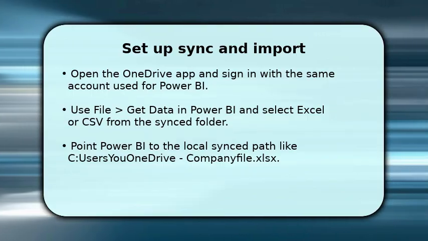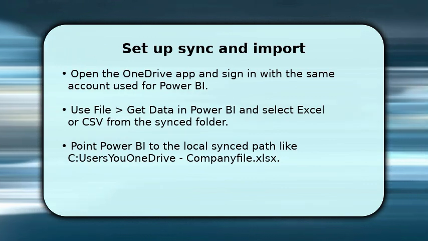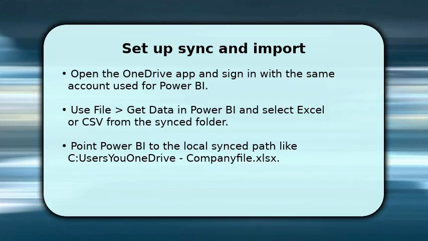In Power BI Desktop, choose File, then Get Data, and pick Excel or CSV depending on file type. Browse to the synced local path like C:/users/u/OneDrive company/file.xlsx and select the workbook or file. Load or transform data in Power Query, as usual, and save your Power BI.